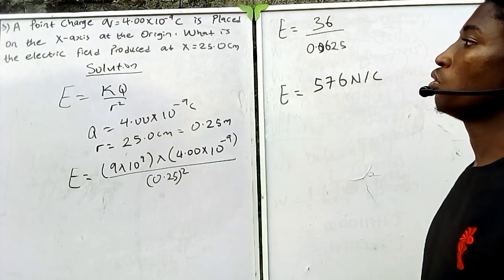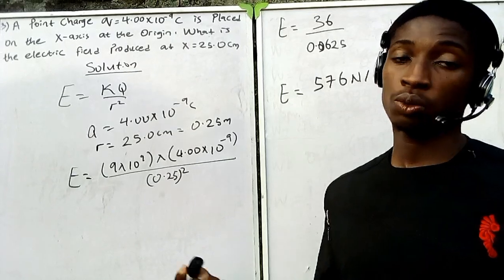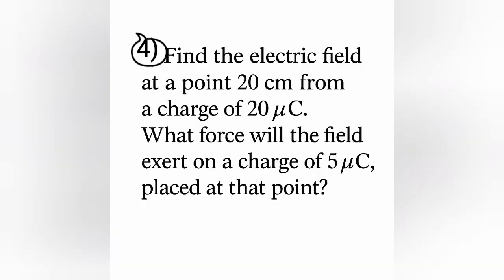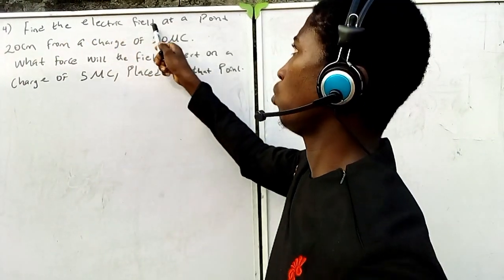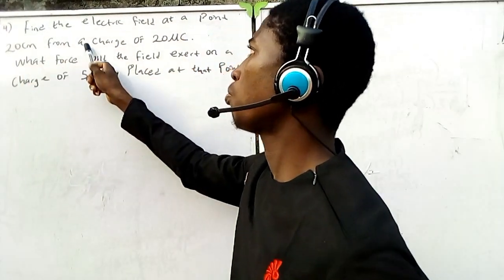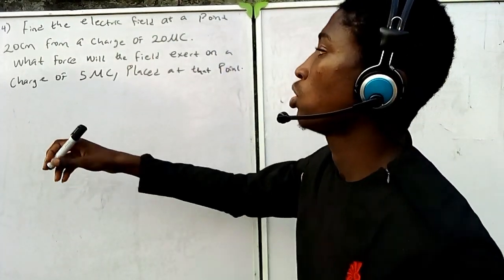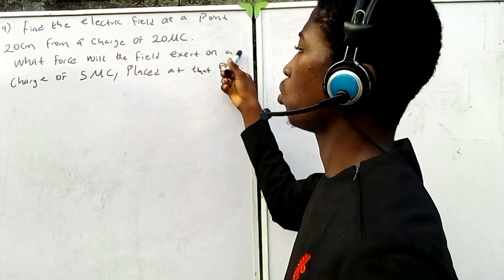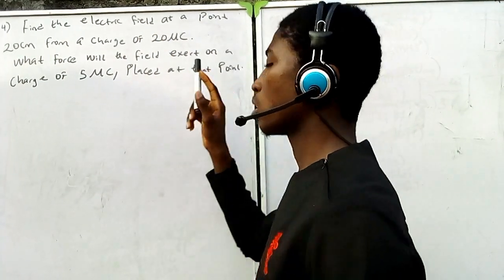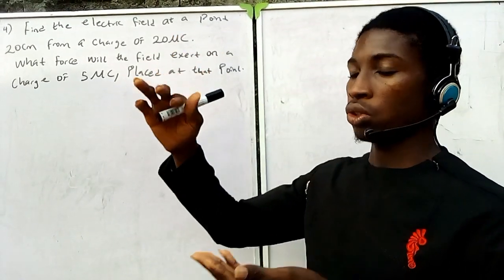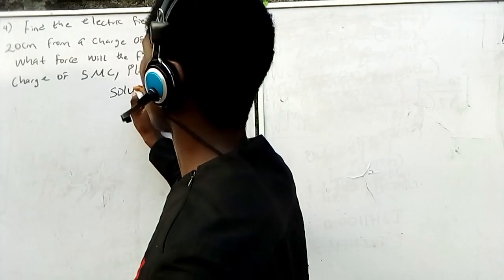So let's move on to the next question and let's see what we can do. The next question says: find the electric field at a point 20 cm from a charge of 20 microcoulomb. So that's the first part of the question. The second one is: what force will the field exert on a charge of 5 microcoulomb placed at that point? Two different questions in one question. Let's solve it. So, solution, let's solve the first part now.